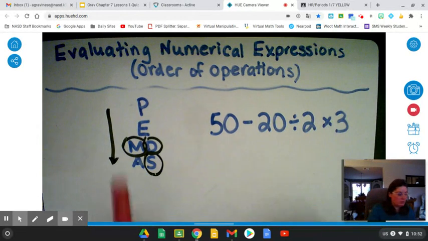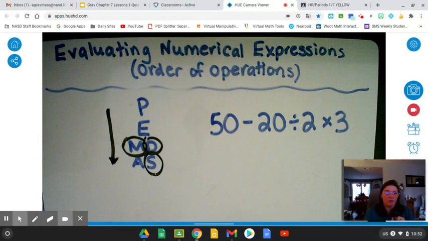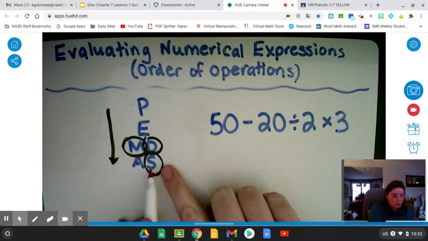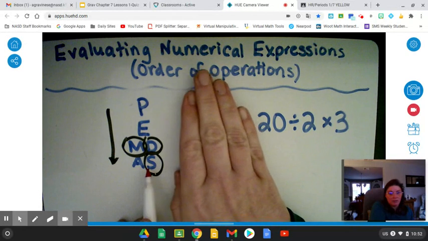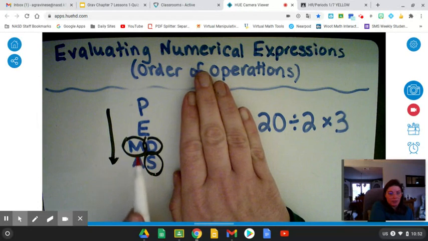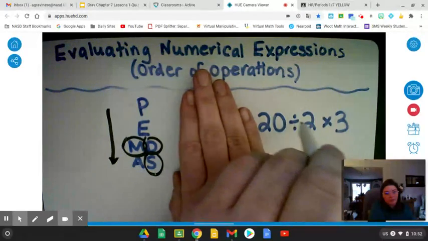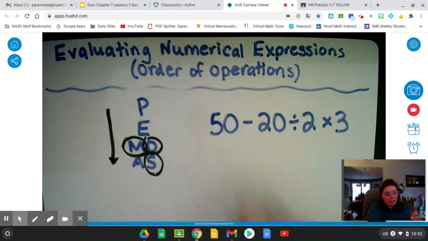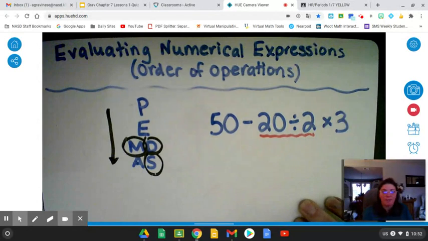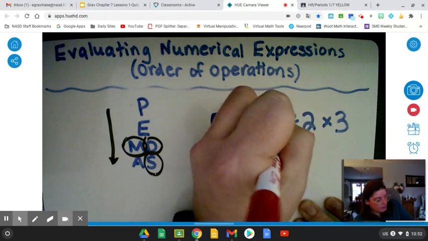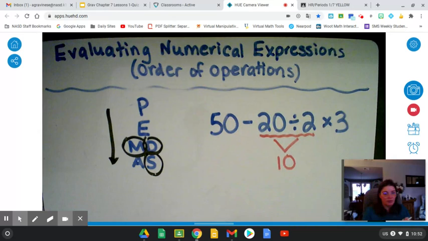So where do we focus? Multiplication and division are kind of like twins. So you would perform whichever one is on the left side of the problem, but still subtraction is last. So I'm ignoring that. I'm ignoring the 50 minus because that has to be last. So multiplication division would go left to right. So what's on the left side? The division. 20 divided by 2 is our very first step. And 20 divided by 2 equals 10. So I finished the division.